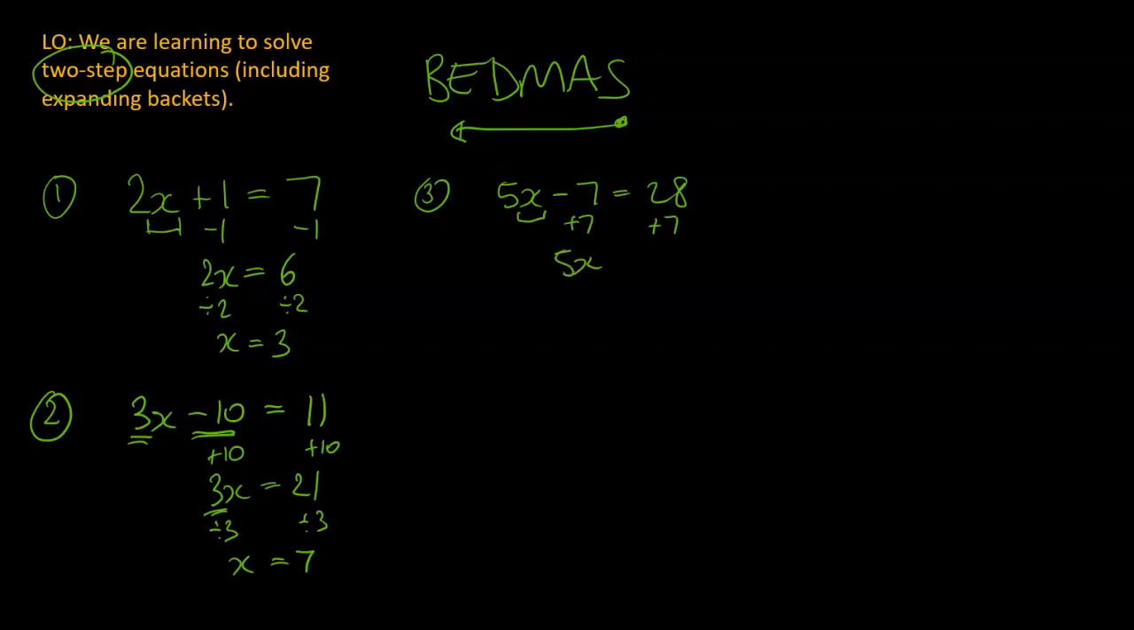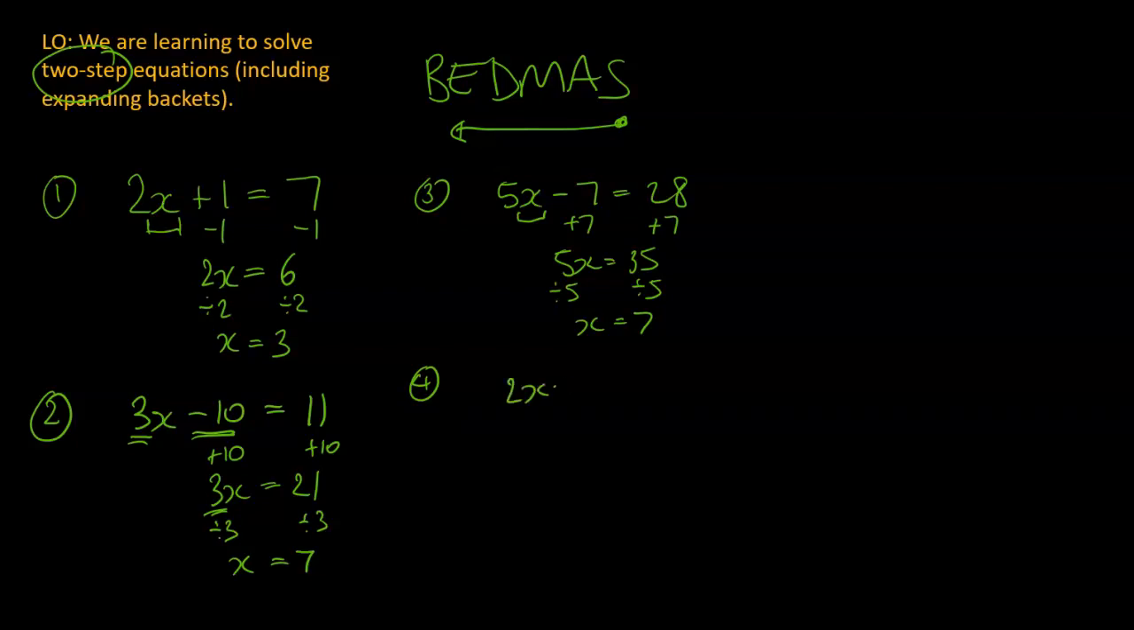So 5x equals 35. Then we can get rid of that 5. The opposite is divide by 5, so we're going to do that to both sides. x is equal to 7, the same answer as last time. And let's do one more question like this, just because we're getting the hang of it.